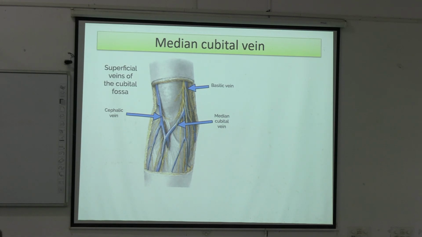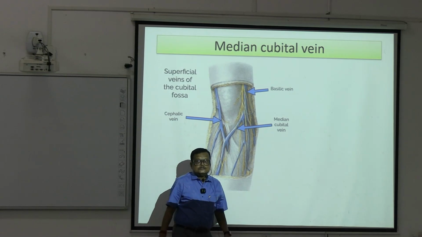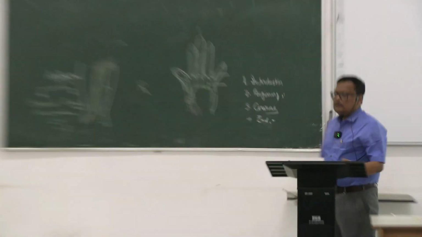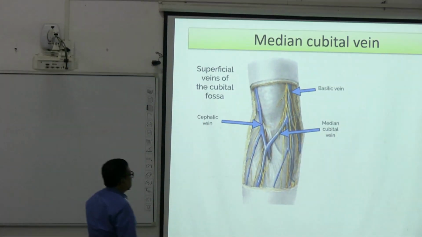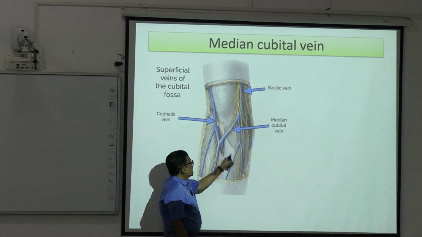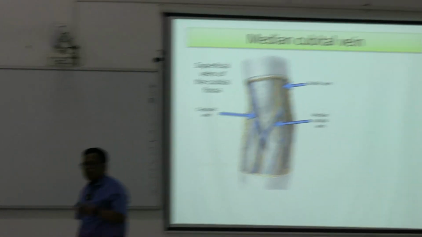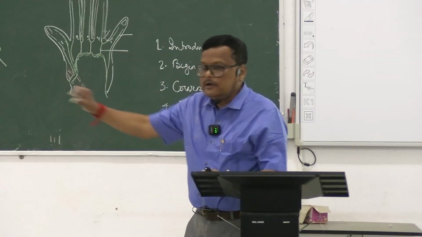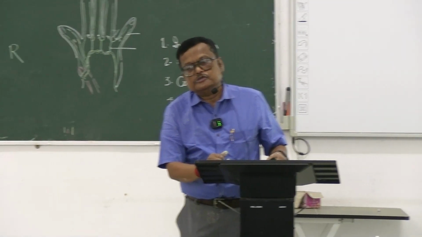Next is the median cubital vein. The median cubital vein is an oblique communication between the cephalic vein and the basilic vein in front of the elbow joint. It lies superficial to an aponeurosis, which we call the bicipital aponeurosis. I have told you that a muscle may end as a tendon, a thick cord-like structure, or as a flat sheet-like material, which we call an aponeurosis.